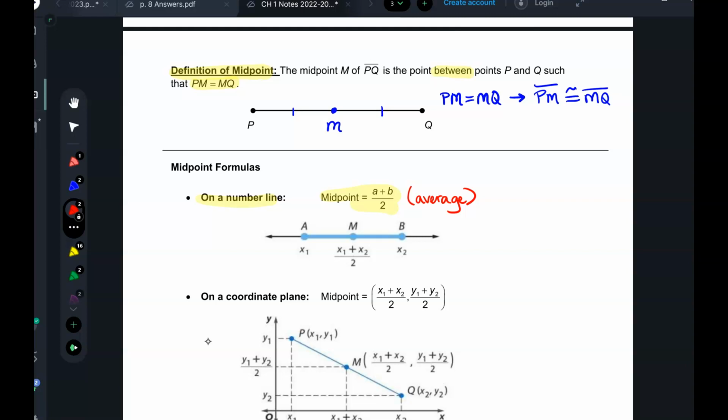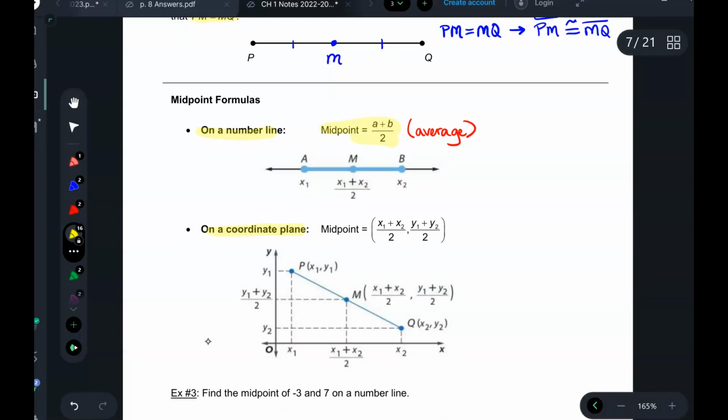Right there? Okay, on a coordinate plane, what's that mean? That's when we have the x and the y axis. Now, when we have a number line, you just have 2 points, right? But what happens when you have two ordered pairs? We have an x1 and an x2, and we have a y1 and y2. So what we want to do is average the x's and average the y's together. Okay, so the midpoint here.